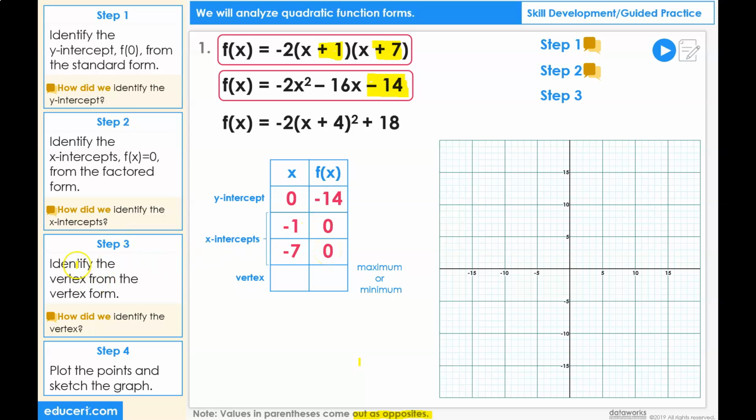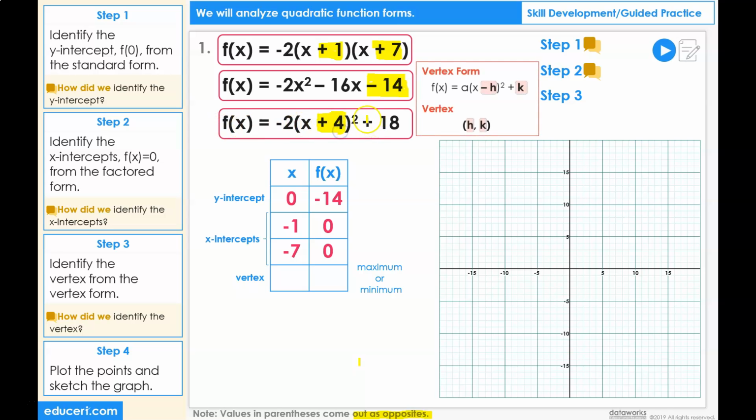Step 3. Identify the vertex from the vertex form. This final quadratic function is in vertex form using the +4 and the +18. However, we remember that when values are inside of parentheses, they come out as opposite, so the vertex is located at -4, +18. A quick check for this value, +18, since it is greater than all the rest of the values, that means that this vertex will represent a maximum for this parabola.